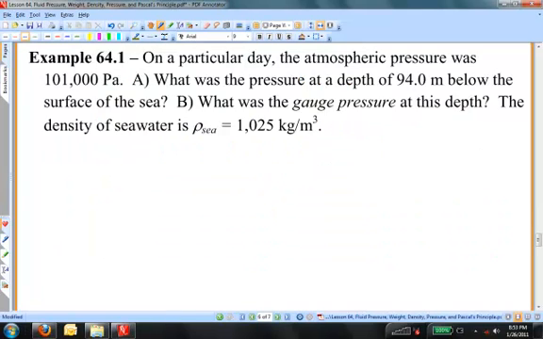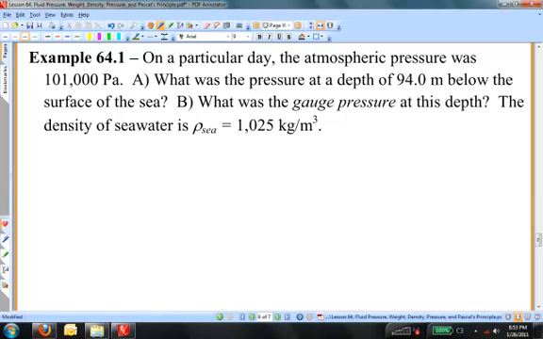On a particular day, the atmospheric pressure was 101,000 Pascal. A. What was the pressure at a depth 94 meters below the surface of the sea? B. What was the gauge pressure at this depth? The density of seawater is 1,025 kilograms per meter cubed.